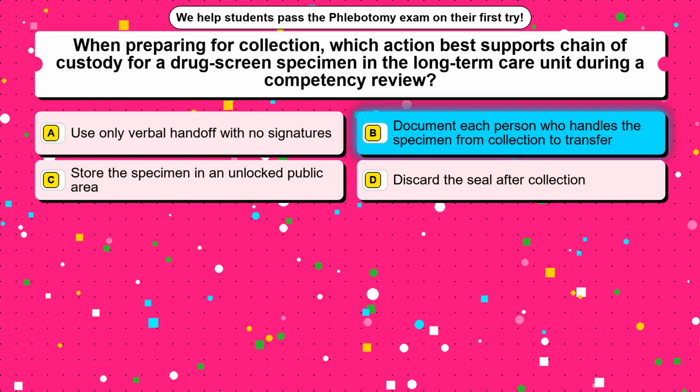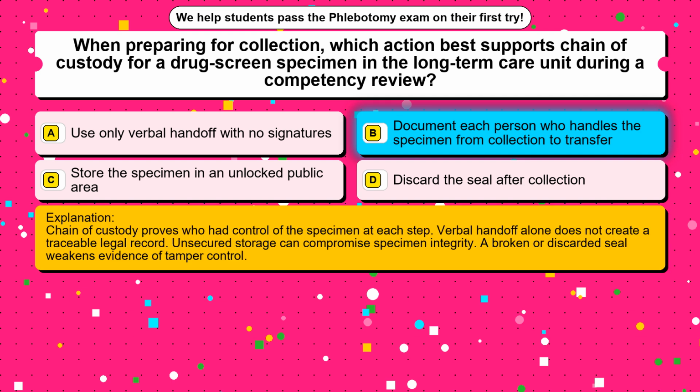The correct answer is option B. Document each person who handles the specimen from collection to transfer. Chain of custody proves who had control of the specimen at each step. Verbal handoff alone does not create a traceable legal record. Unsecured storage can compromise specimen integrity. A broken or discarded seal weakens evidence of tamper control.